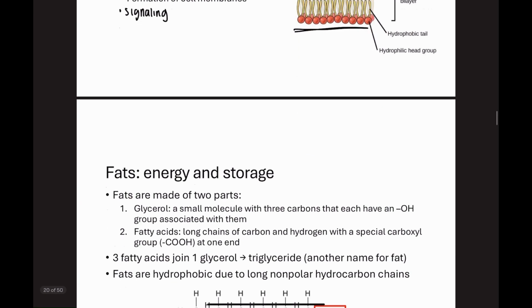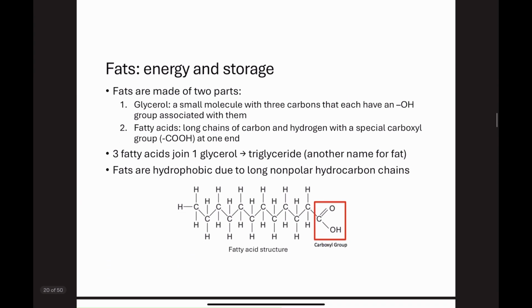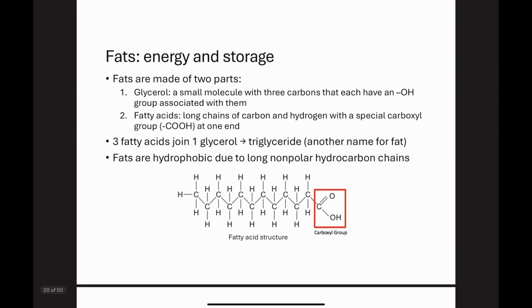So a lot of the times, our lipids are referred to as fats. Fats also are not polymers, but they are large molecules that are assembled from smaller components via dehydration reactions, which is the same way that monomers come together to form polymers. So fats are actually made up of two parts.